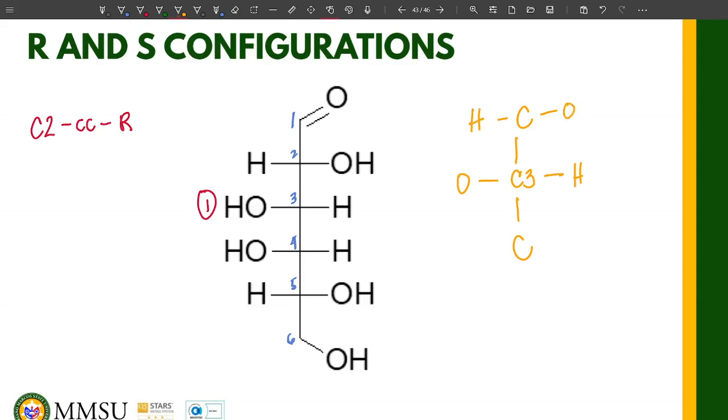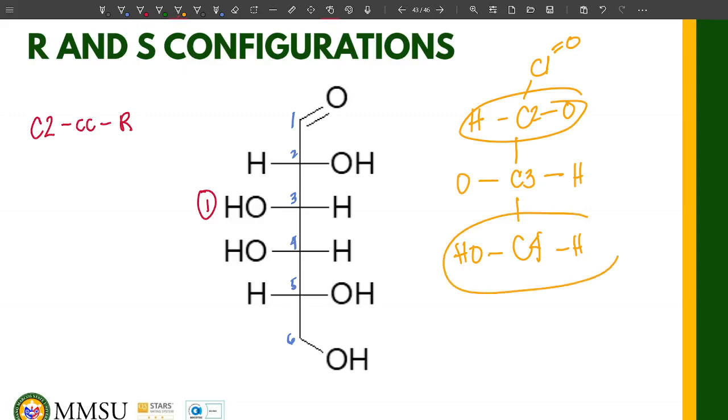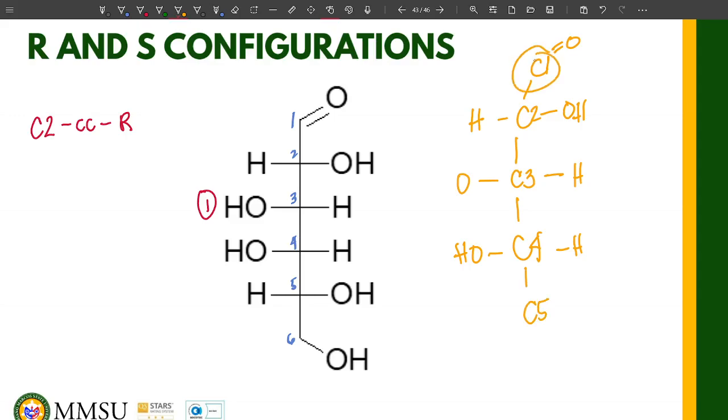And then, C double bond O, carbon 1, carbon 2. Ito si carbon 4. Carbon 4, hydrogen, OH. So, mapansin nyo, si carbon 2 and carbon 4, parehong OH and hydrogen. So, pareho lang yan. Then, proceed tayo dun sa next ulit. Si carbon 5, and then versus carbon 1. So, si carbon 5, OH, and then hydrogen, then another carbon, si carbon 6. So, si carbon 5, oxygen, carbon, and hydrogen.